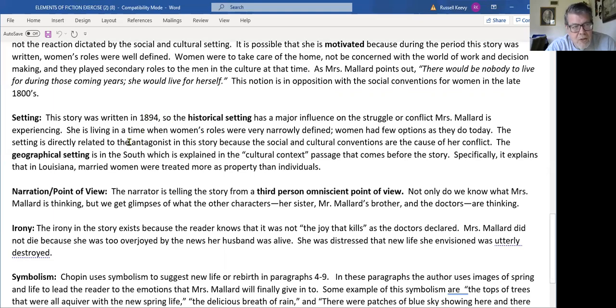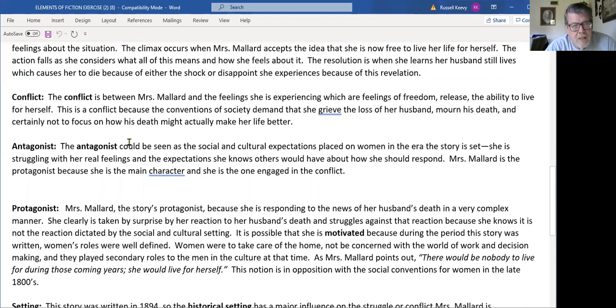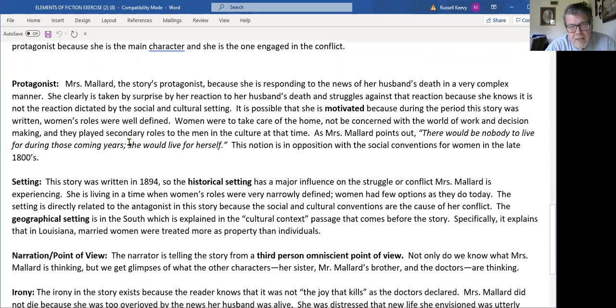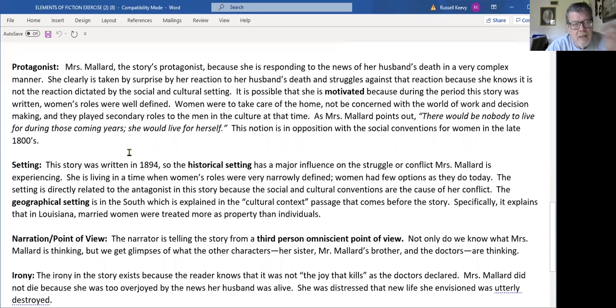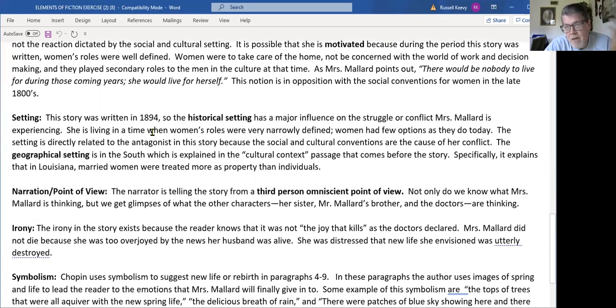You could even say setting. Now, here's the part where some of these really interact. Could you make the argument that setting is the antagonist, based on the cultural norms, the expectations of women and all that kind of stuff? Well, I think you could.